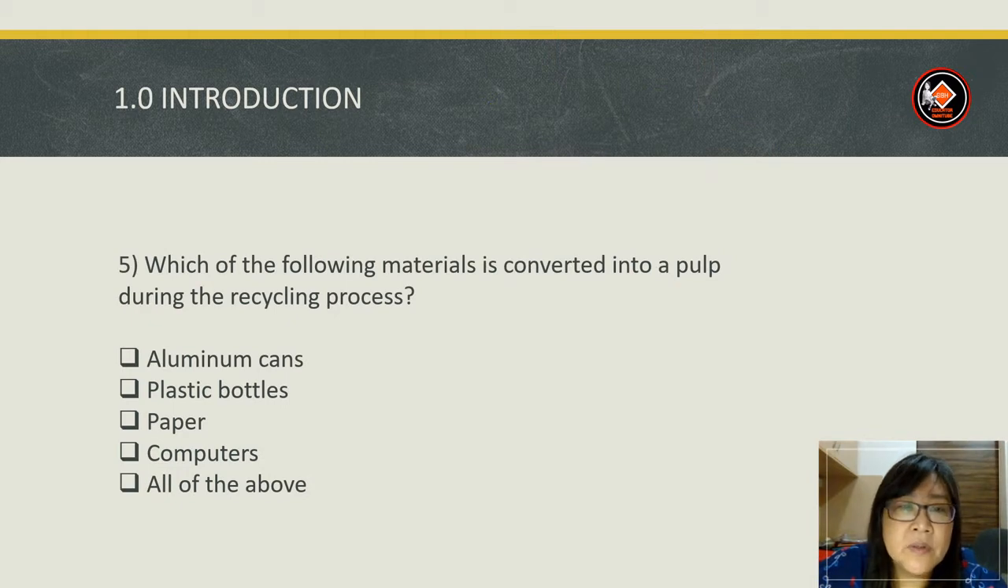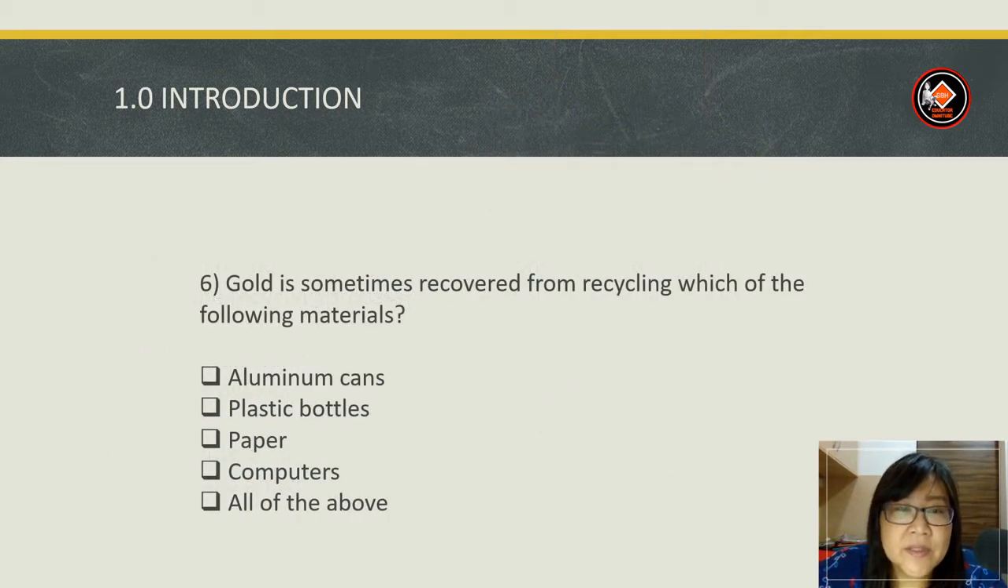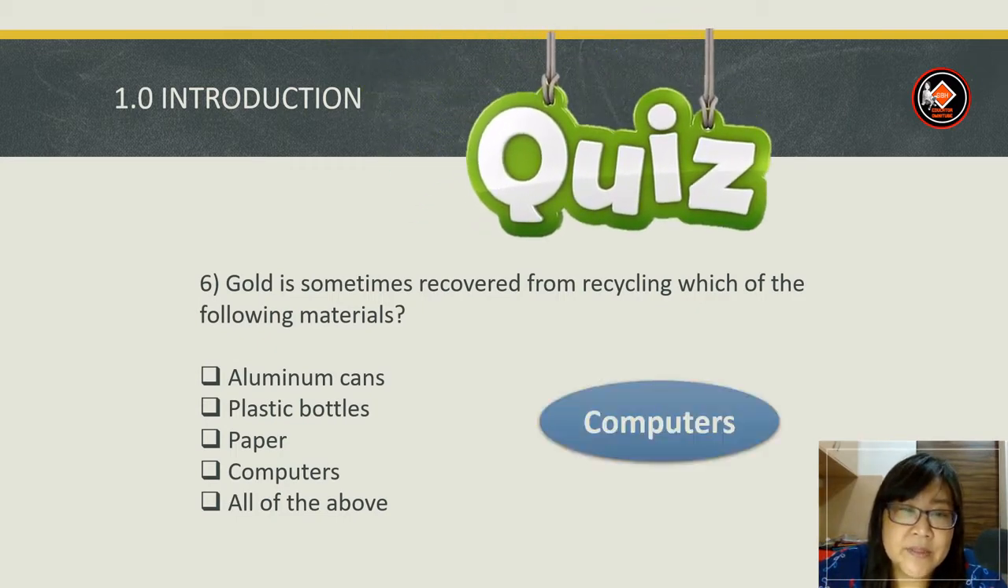Now for question 5, which of the following material is converted into a pulp during the recycling process? So you have options here, aluminum cans, plastic bottles, paper, computers, all of the above. So the answer is paper. Let's look at question 6. Gold is sometimes recovered from recycling. Which of the following materials? So aluminum cans, plastic bottles, paper, computers, all of the above. Answer is computers.